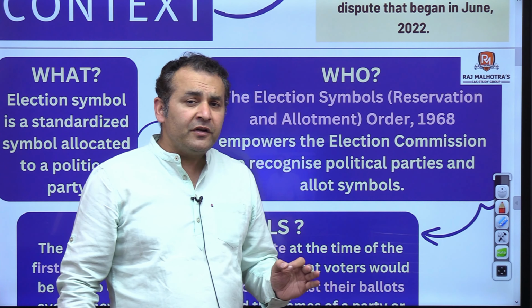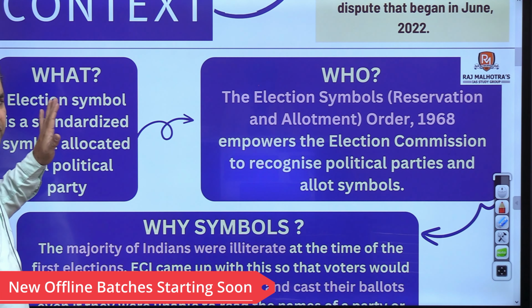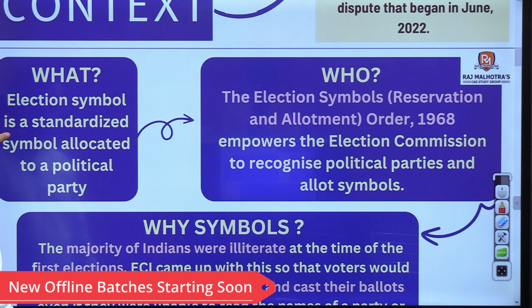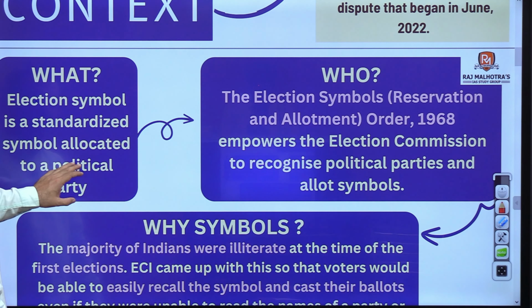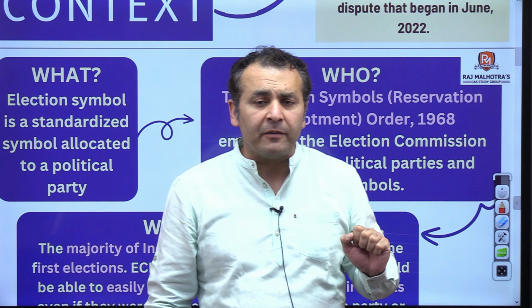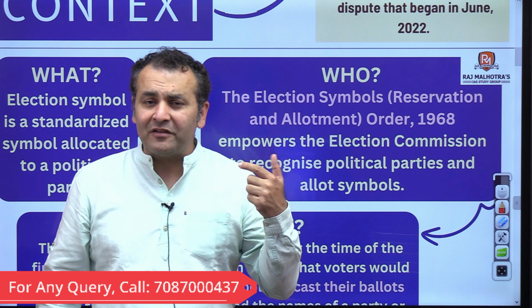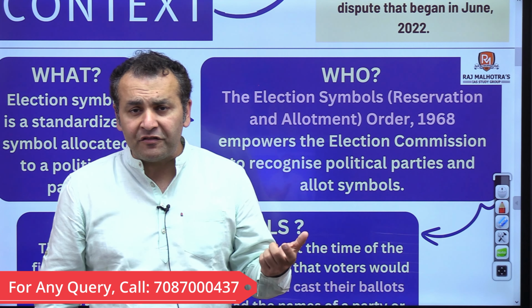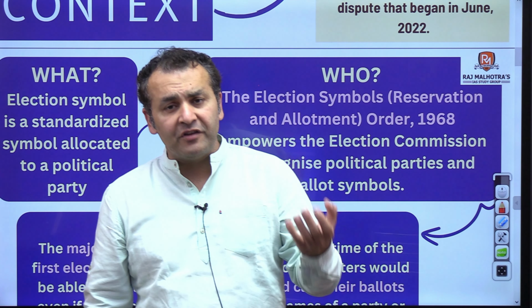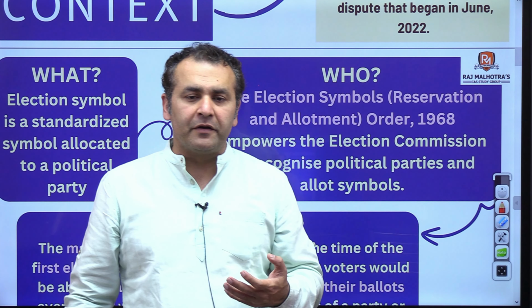Now the more important thing here is the symbol, right? So what is an election symbol? It is basically a standardized symbol allocated to a political party. Now the question that should come to your mind is, who allocates it to whom? Is there some rule under which it is done? Is there some particular agency doing it, and what yardsticks are kept in mind while doing it?